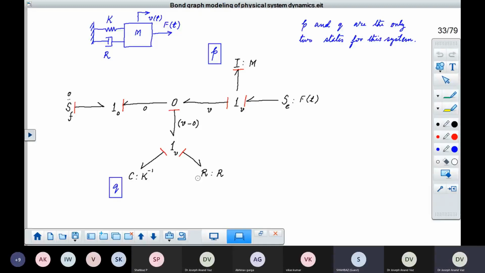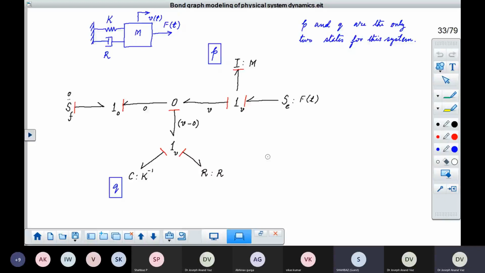What we have got is this: over here, we have fixed this end by placing a source of flow corresponding to zero velocity. It is applied on this one junction so that this end cannot move. Its velocity has been imposed as zero. So what we have here is a complete bond graph model.